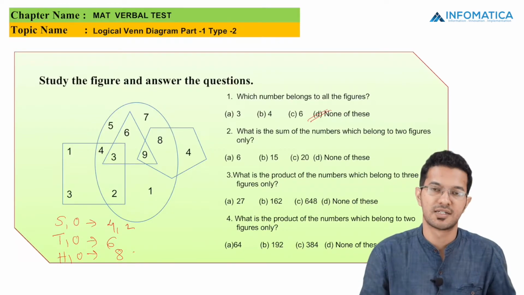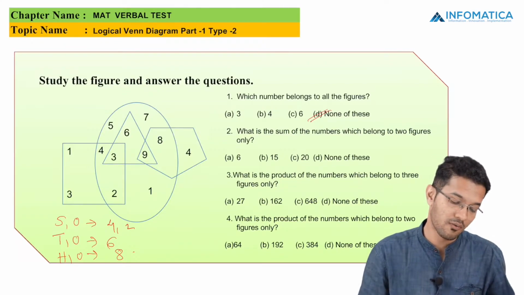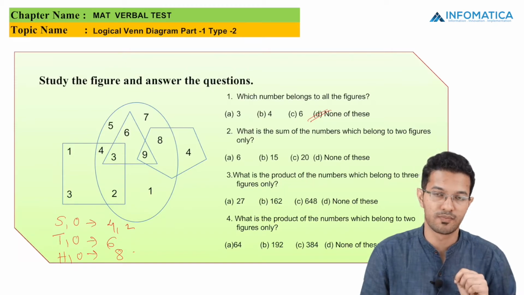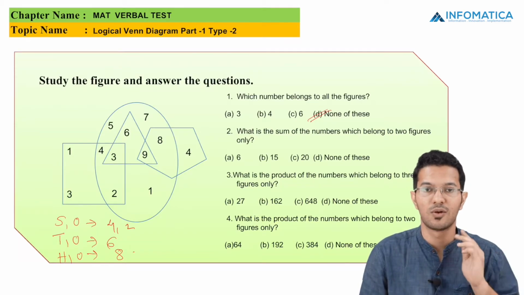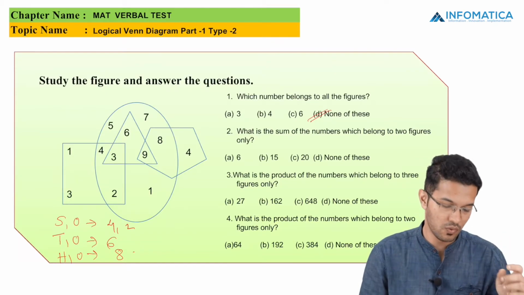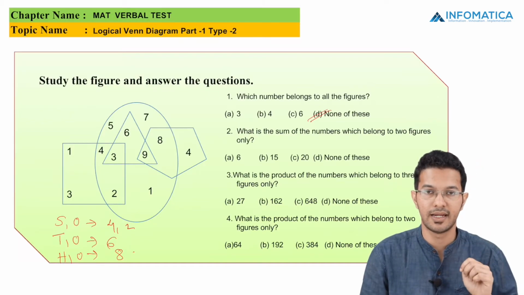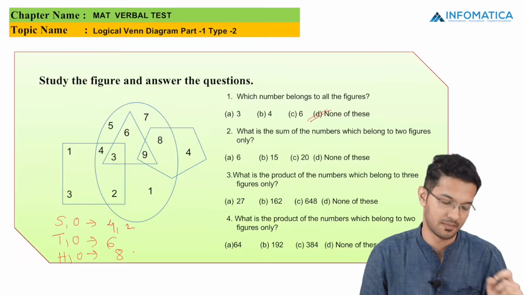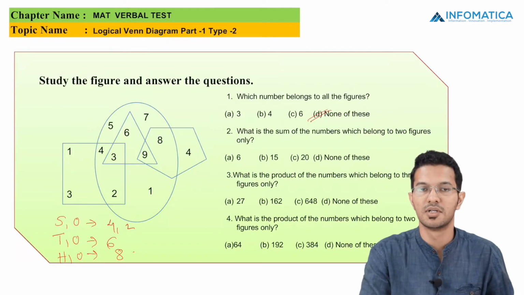So what have they asked us for? They have asked us for what is the sum of the numbers which belongs to two figures only. So I have to add all these numbers, which will be 2, 4, 6 and 8. So I know that 4 plus 2 is giving me 6, 6 plus 6 is giving me 12 and 12 plus 8 is giving me 20. So if we add all the numbers, we get the answer to be as 20, which is option C.